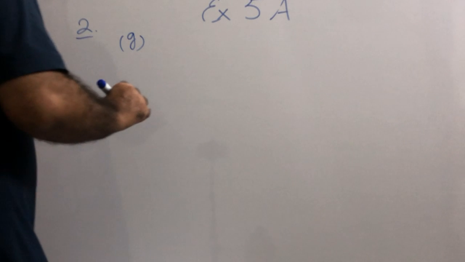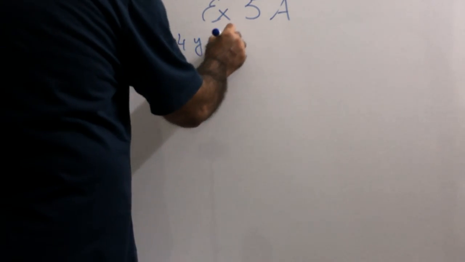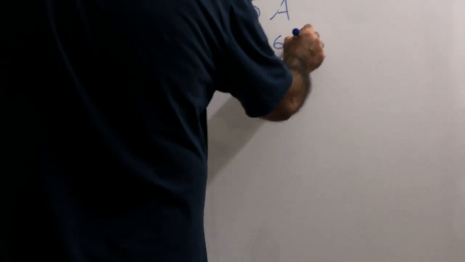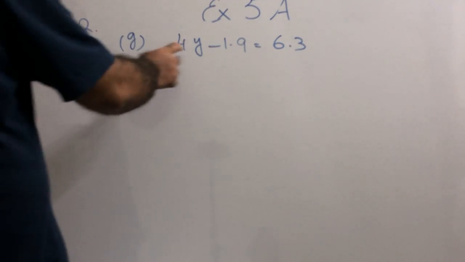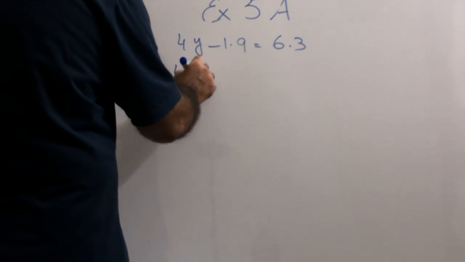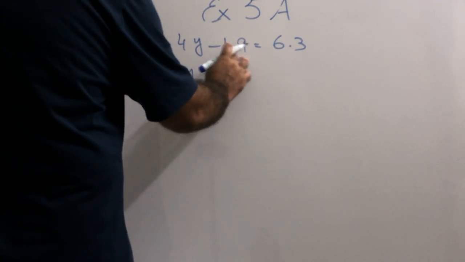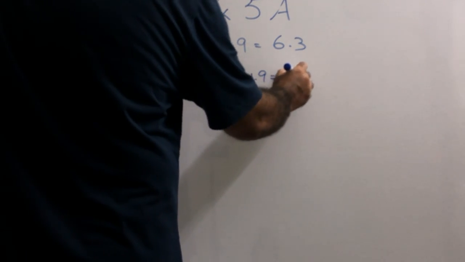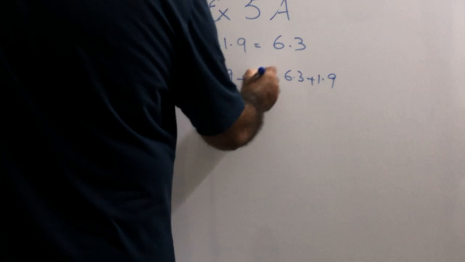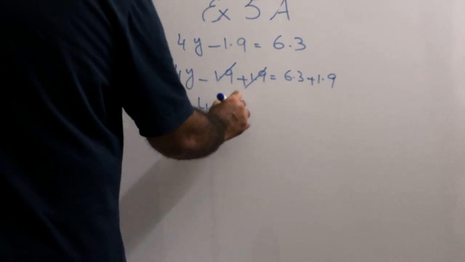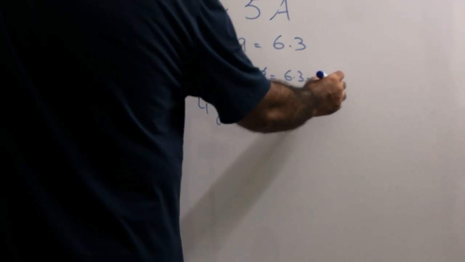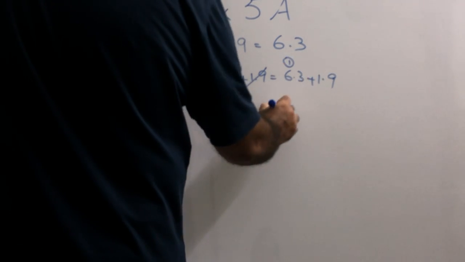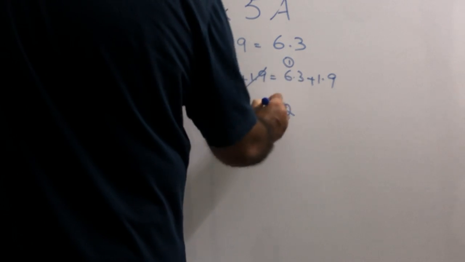Part G says 4y minus 1.9 is equal to 6.3. We are looking for a value of y. So for that, first we will remove this minus 1.9. We will do plus 1.9 on both sides. It will be cancelled out. 4y is equal to 6.3 plus 1.9. It becomes 8.2.